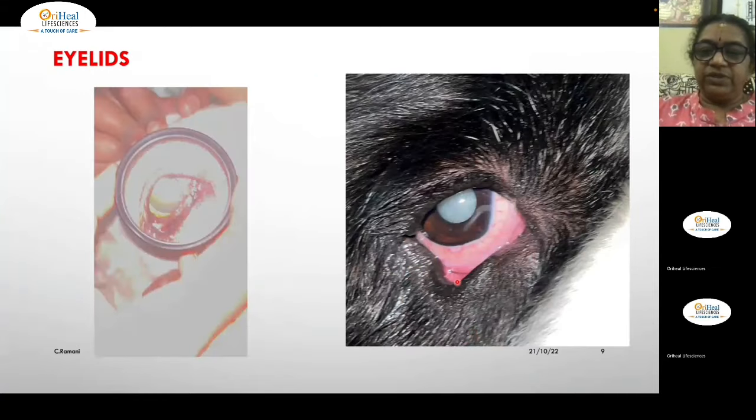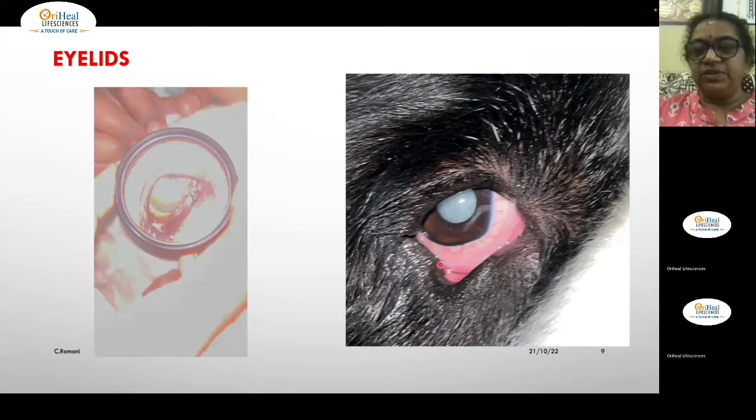Now we will start from the eyelids. The eyelids form the palpebral fissure. The opening is called the palpebral fissure. So this is not a properly formed eyelid, which you can tell from its shape. It is almost a diagonal shape because the lower eyelid has a dip. That is called ectropion of the lower eyelid.